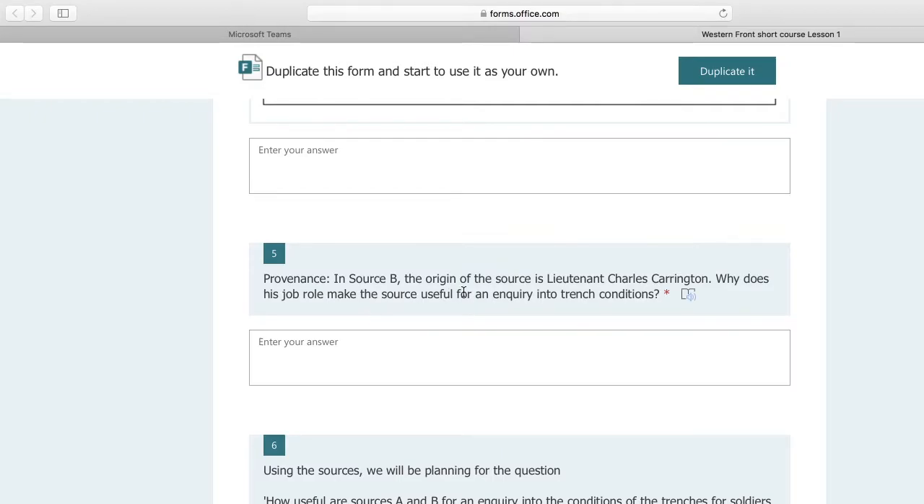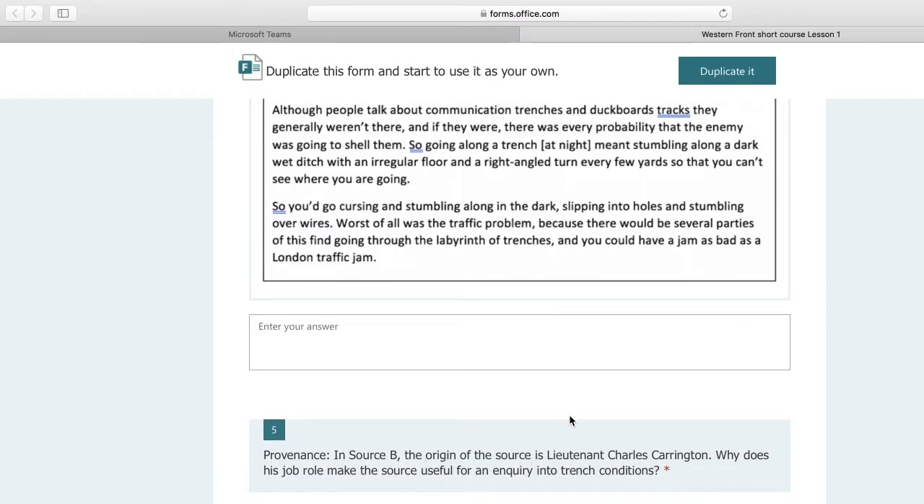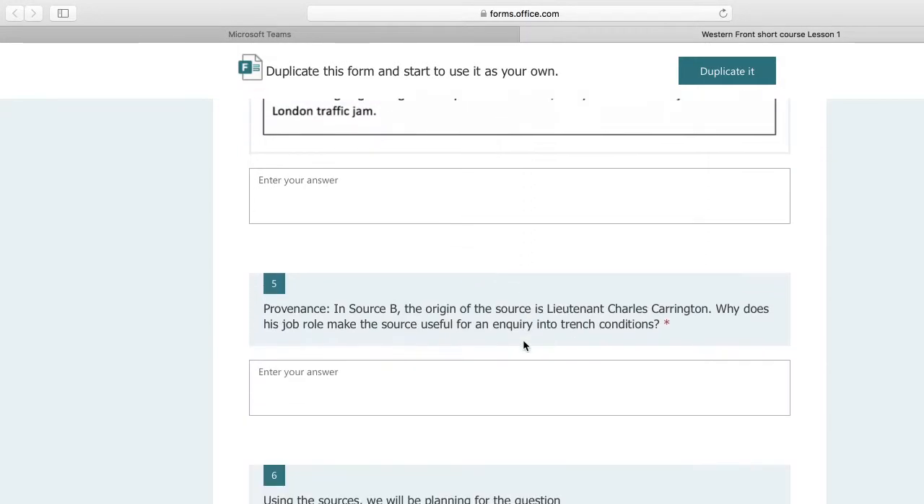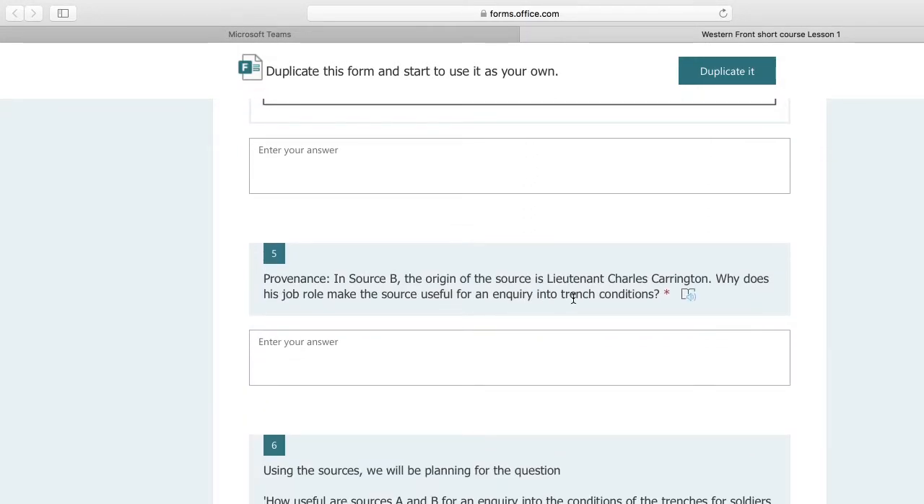So in source B, the origin, so who wrote it, or who said this, of the source is Lieutenant Charles Carrington. A lieutenant is a title, a rank in the army. Why does his job role, so being in the army, make the source useful for an inquiry into the trench conditions? It doesn't have to be particularly because he's a lieutenant, but the fact that he's a soldier. Why does that make this source useful in telling you about the conditions of the trenches? Why is he more useful to you than, let's say, me just telling you now as a history teacher in 2021?